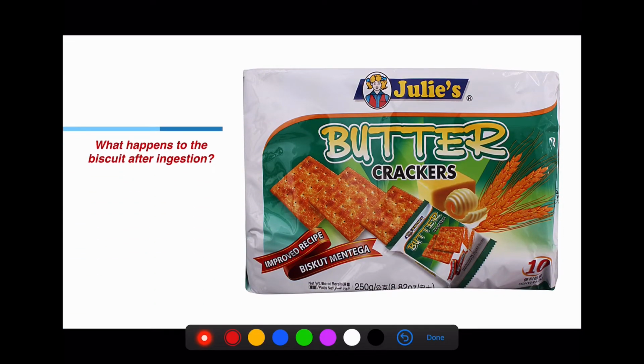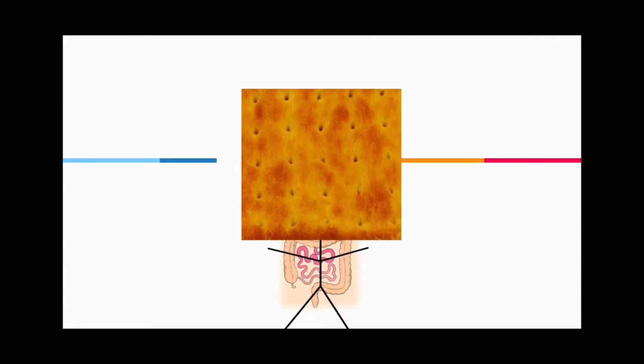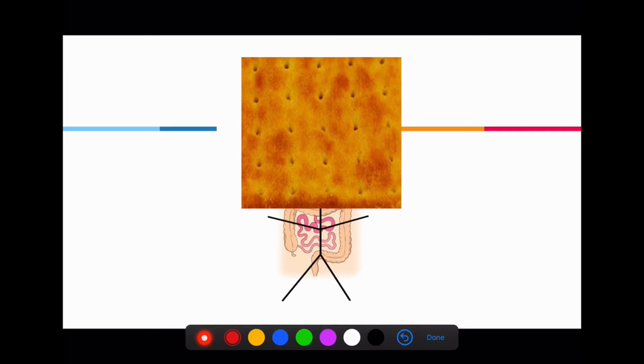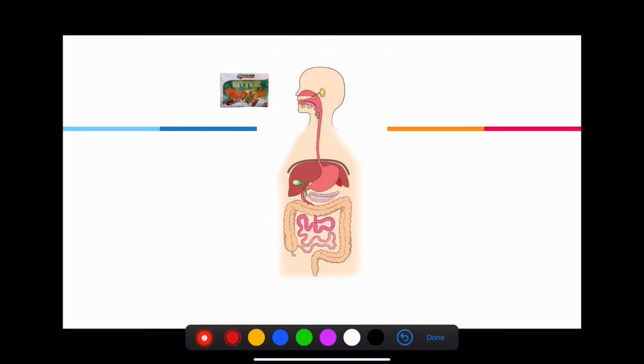I believe that at home now you should have some biscuits with you. So let's think about what exactly happens to a biscuit after ingestion. That means you take it in. So let's imagine that today you are a biscuit. Once you're being consumed, you will enter the entire digestive system.